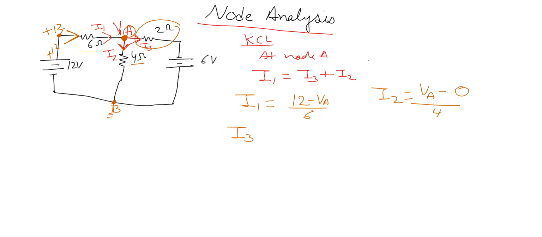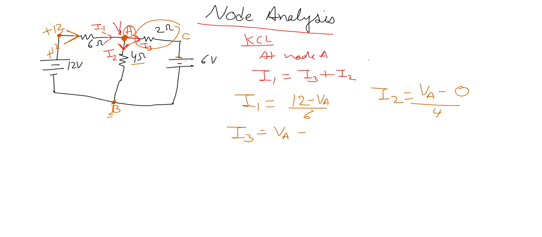So A and C represent the two ends of the 2 ohm resistor. The voltage at point A minus the voltage at point C, divided by 2, gives you I3. So what is the voltage at point A? I will say VA minus the voltage at point C. Now if you see here, this is negative. This small bar represents negative.